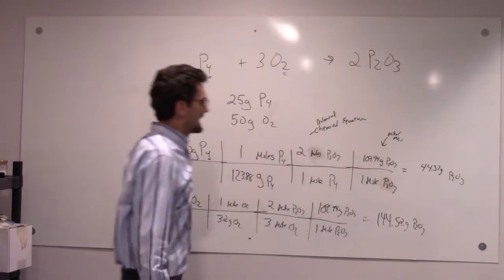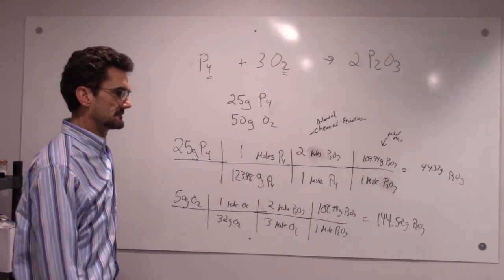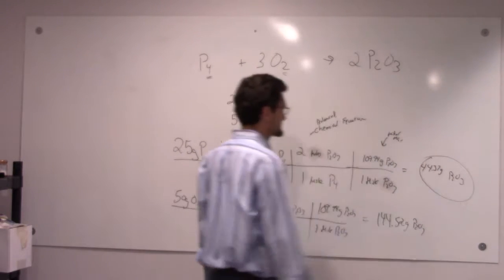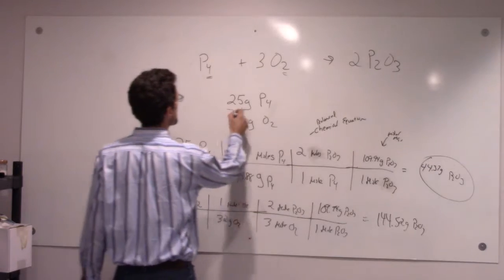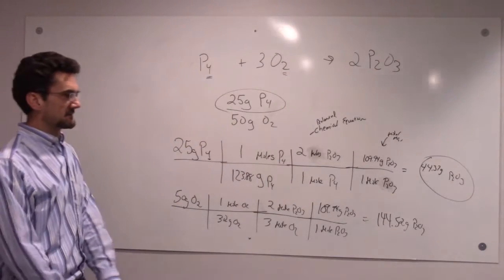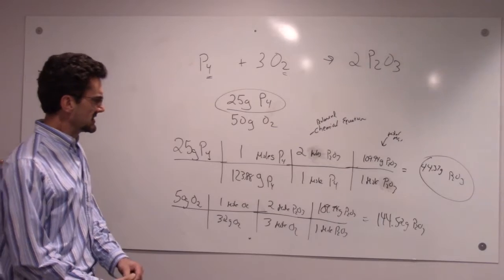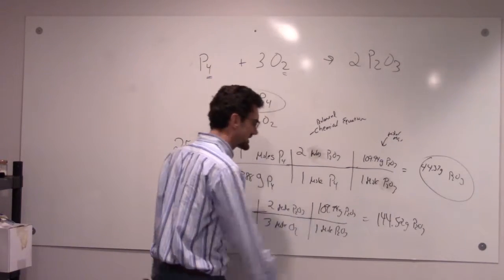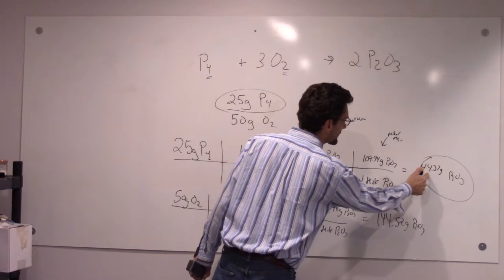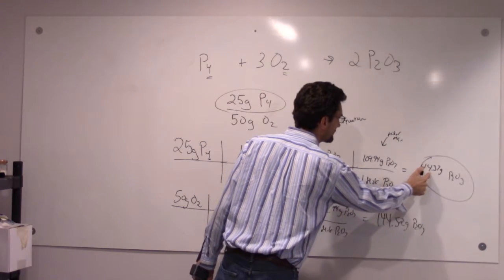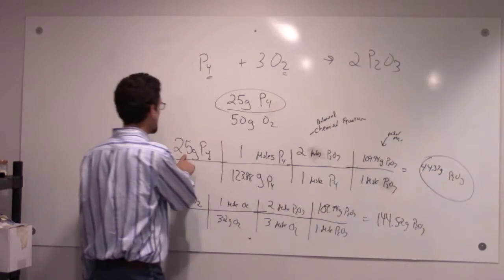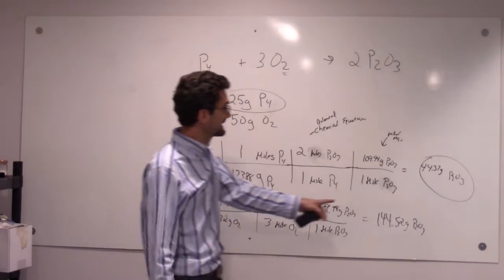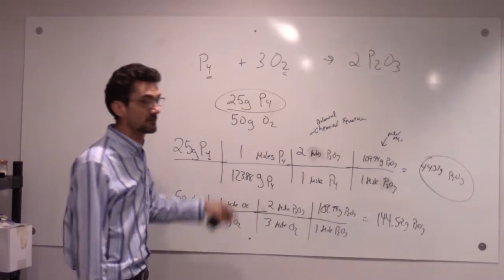How much of this are we gonna make? Not a lot, 44. Which is our limiting reactant? 25 grams of P4. Do you understand why we're not going to make 144? Yeah, because there's not enough of the other. As soon as we reach 44 grams of P2O3, we run out of P4. Right? That's it. No more P4. You aren't going to make any more P2O3 when you run out of P4.